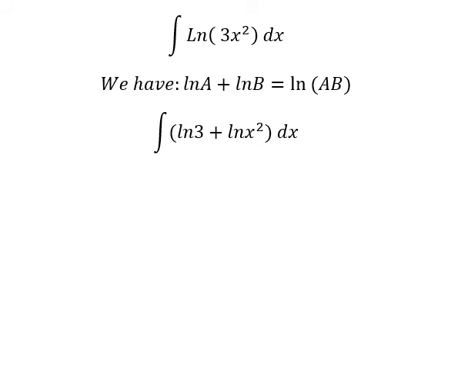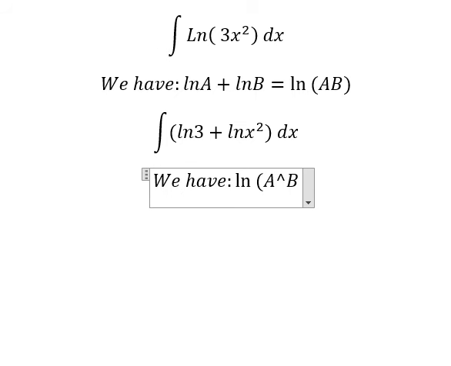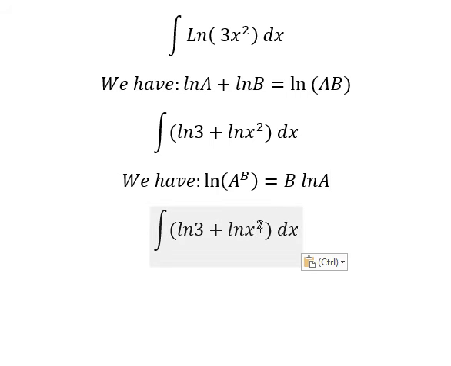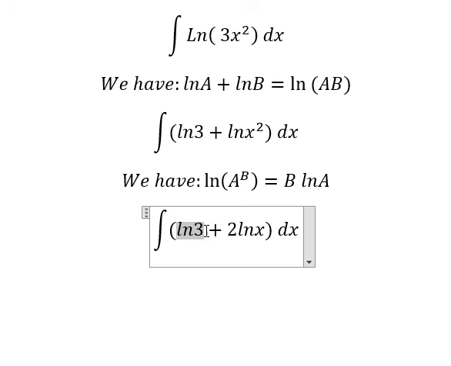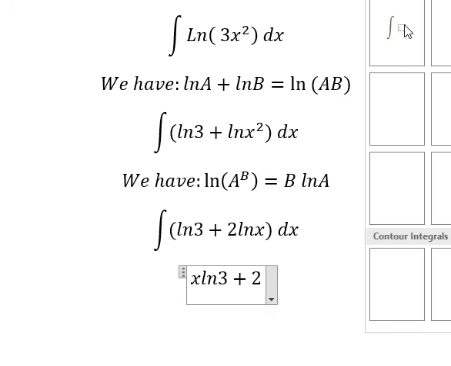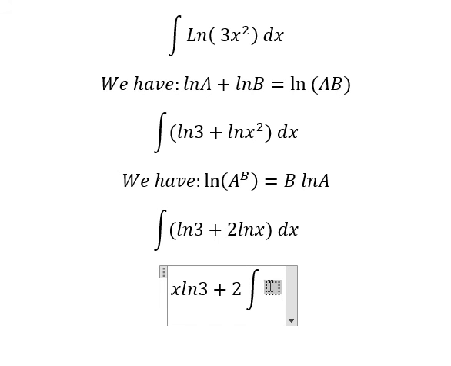Next, we have the second formula in here: ln of A to the power of B equals B ln A. So we apply this one, and we have 2 ln s. The integration of ln 3, this is about the constant, so you get s ln 3. Now I need to concentrate on ln s.